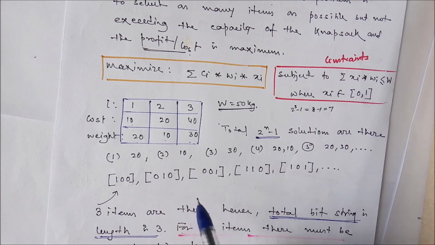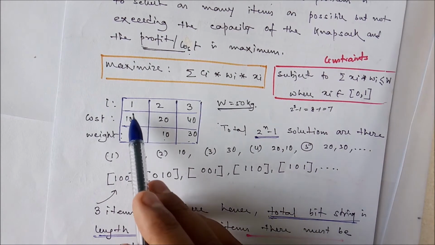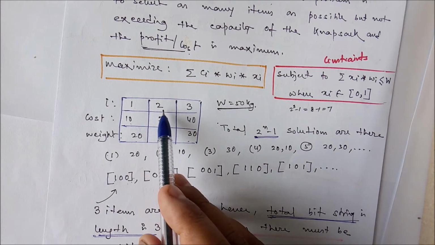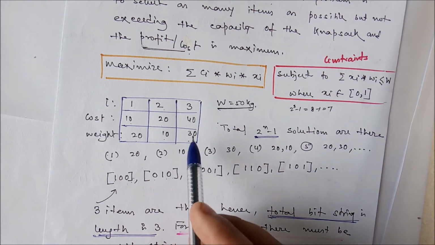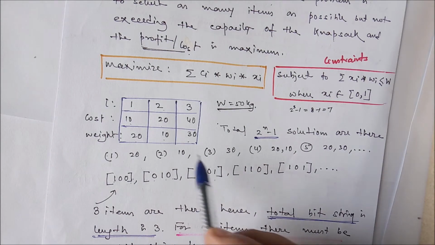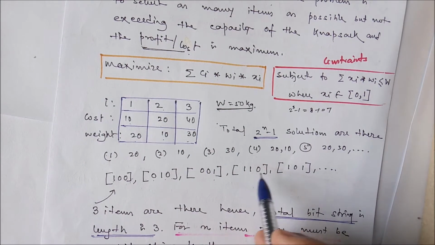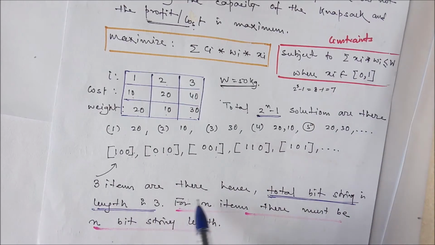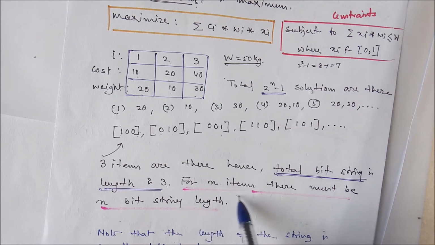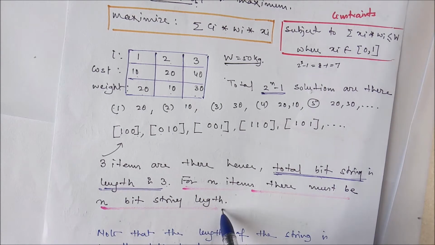So in the first case we have used only the first item, that is 100. In the second case we have selected only the second item, that is 010. In the third case we have used the third item only, so 001. In the fourth case we have used the first two items, that is 110, and so on. So three items are there, hence the bit string length is 3. So for n items there must be an n-bit string length.